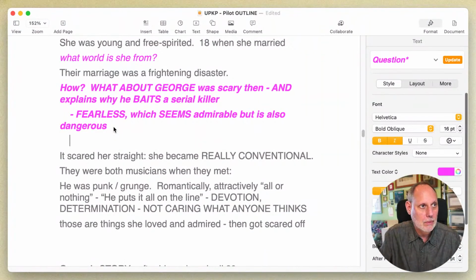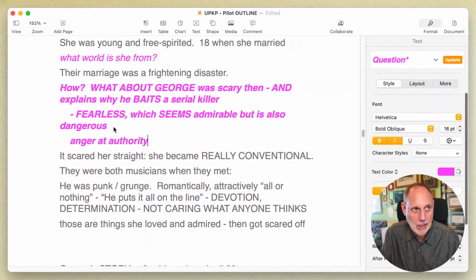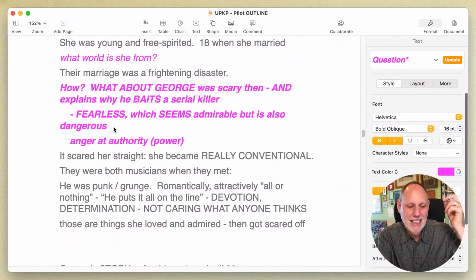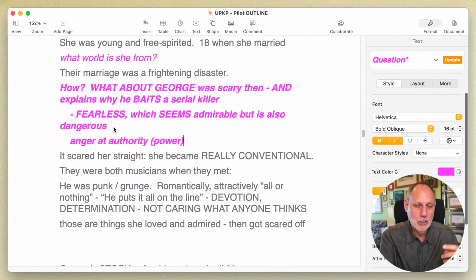Could be anger at authority, power. In other words, the serial killer has taken power, but that's very political, and it's very abstract, because someone would have to explain that he's very angry at authority and he sees the serial killer as a form of power. So it's just a little ornate. It's not bad, actually. It's not bad.